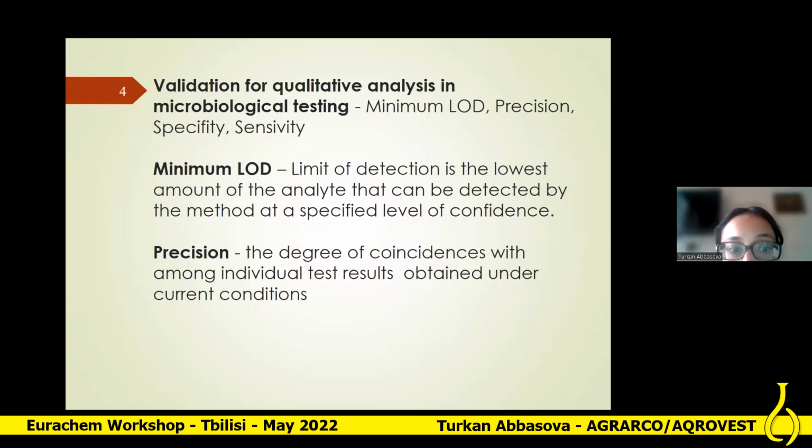Precision is also a type of quality control: the degree of coincidence among individual test results obtained under current conditions. Every personal result should be nearest to the assigned value. This demonstrates the precision of the laboratory's competencies.